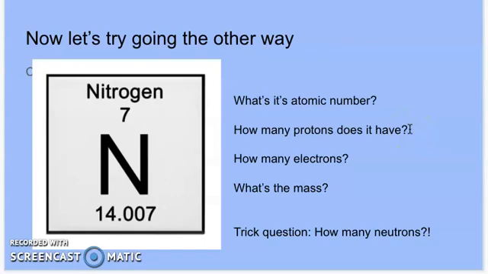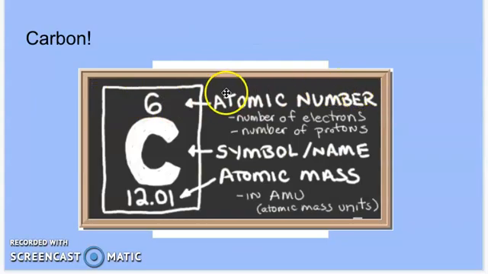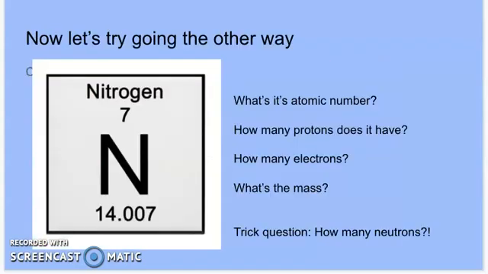How many protons does nitrogen have? Again, going back, we know that the atomic number is the same number of electrons and protons. Therefore, if nitrogen's atomic number is 7, it has 7 protons. And down here, how many electrons? Also 7. So this number right here, boom, boom, boom, answers all 3 of those questions. Fourth question on my slide, what's the mass? Well, there's only one other number on here. You have 14.007.